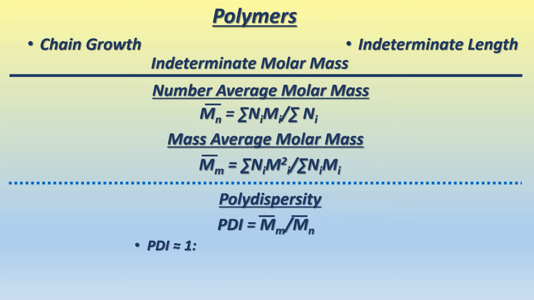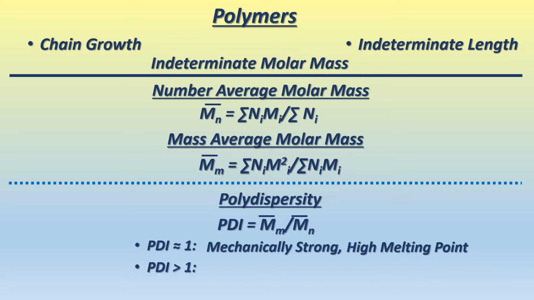Polymers that approach 1, generally speaking, are mechanically strong and have high melting points. However, that's one of the beauties of polymer science, that you can construct polymers for different purposes. For example, you might not want a strong plastic, you might want something flexible. In that case, polydispersities greater than 1 are soft and flexible and have low melting points. Both of these types of materials have applications.